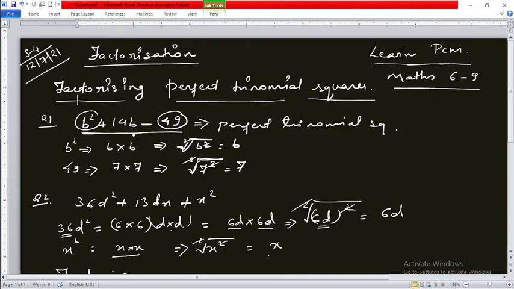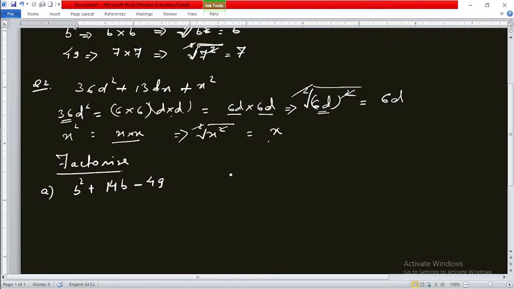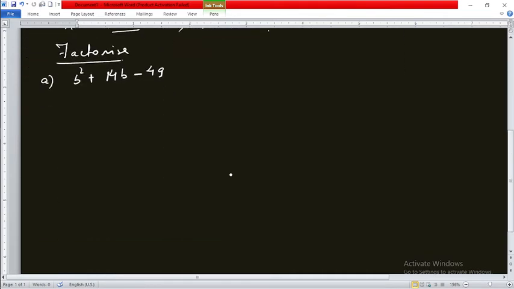Here you can see b square plus 14b plus 49, and now we are going to factorize this expression. We have already seen that there are two perfect squares, and we have also seen what the root of each is. The root of b square is b, and the root of 49 is 7. Now let us move ahead to factorize our expression. So here we are having two perfect squares, b square and 49.